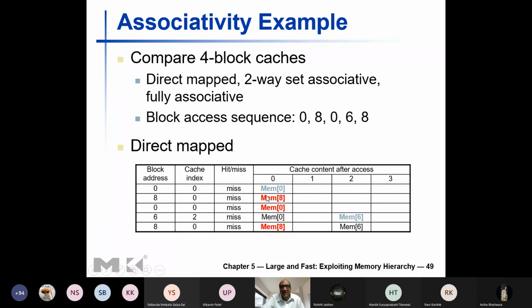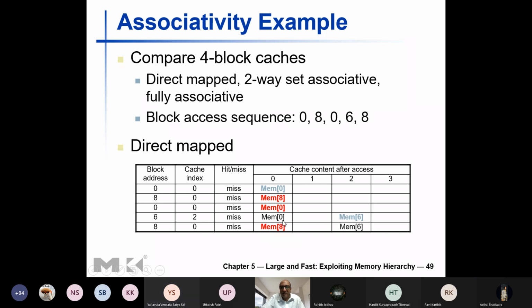That means there is already some entry in this particular location and you are replacing it, right? And the dull colored one indicates that at that time it was a miss because of a compulsory miss, because the cache entry is empty, because the valid bit is 0. Because of that you have a miss.